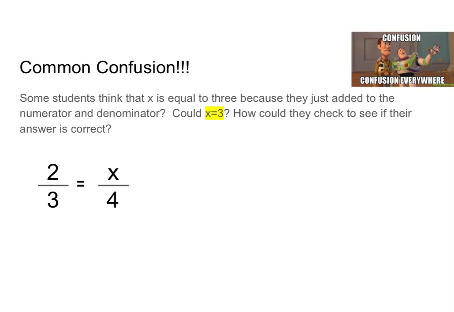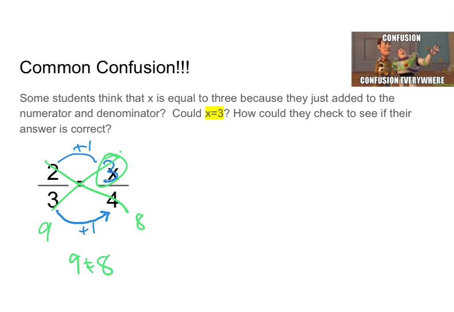Again, a common confusion is some students think that x is equal to 3 because they just add to the numerator and denominator. They say, well, I see you add 1 to get to 4, so I add 1 to get to 3. But again, we have to be very careful. This is one of the main goals of today's lesson, is to understand that 3 is not a solution, because the cross product 8 does not equal the cross product of 9. 9 does not equal 8, so 3 is not a solution.